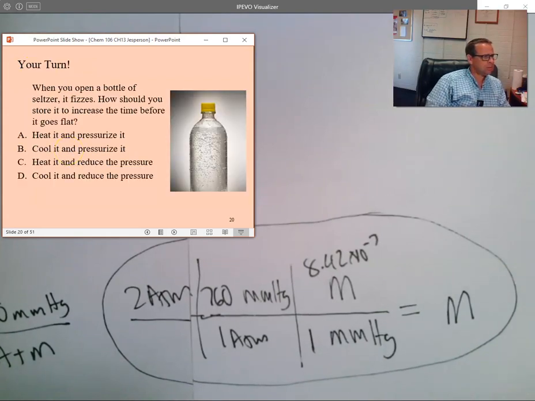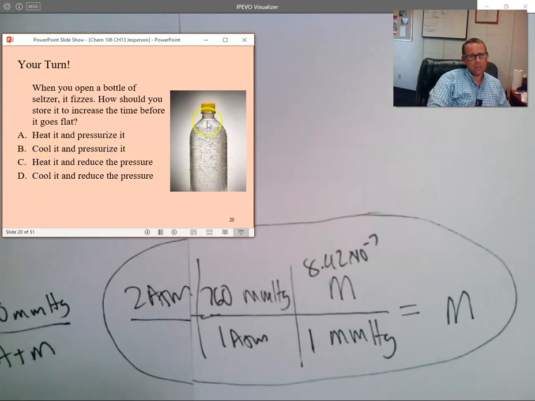Here we go. Robert. When you open a bottle of seltzer, it fizzes. How should you store it to increase the time before it goes flat? So if you don't want it to go flat, if you don't want the carbon dioxide to come out of solution, what are the things that we would like to do? So you are going to want to cool it and pressurize it. All right. So we want to cool it and pressurize it. So which one is that? Oh, B. Okay. B. Cool it and pressurize it.